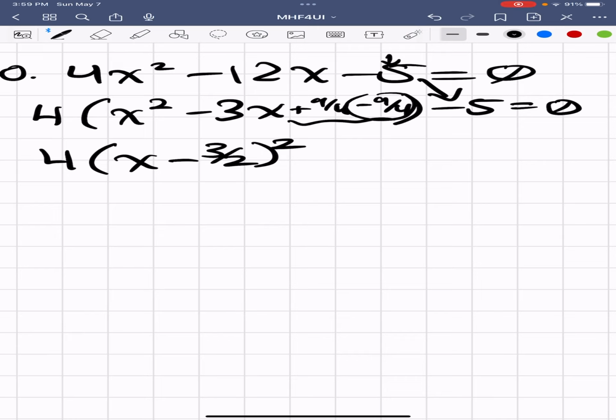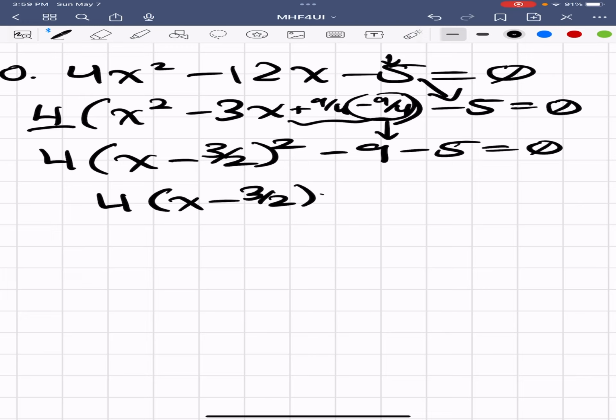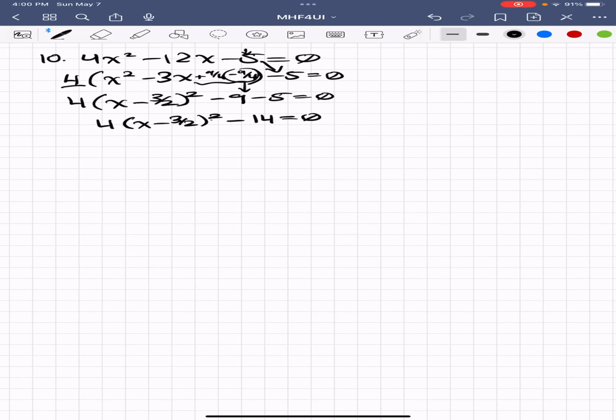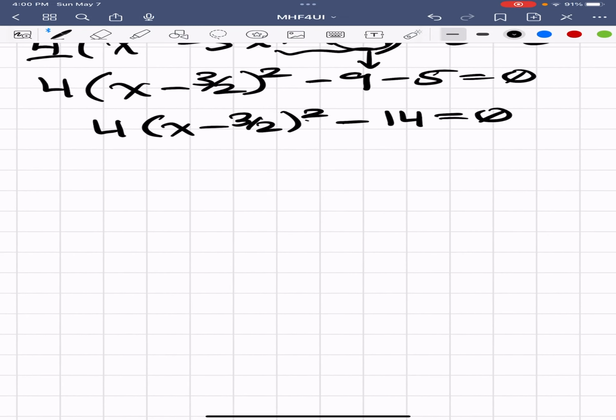So we're going to take this term out, and it has to be multiplied by a 4, which is okay. It would just cancel out these two numbers. So it would be negative 9 minus 5 equals 0. 4 brackets x minus 3 over 2 squared minus 14. Okay, so we've completed the square, and now it's time to solve.